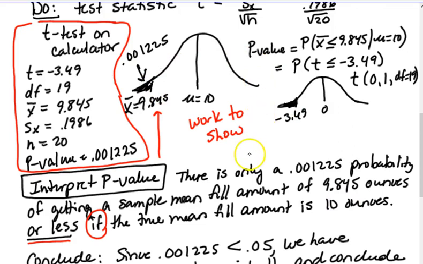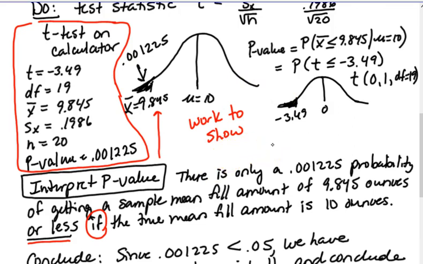Actually, interpreting the p-value for a two-sided test, the wording is a little tricky, so we'll talk about that when we get to a two-sided test. But this is an area under the curve. It's not if it's exactly 9.845, but if it's 9.845 or less. If it was a greater than test, it would be "or more." So that's really important. Make sure you get that.